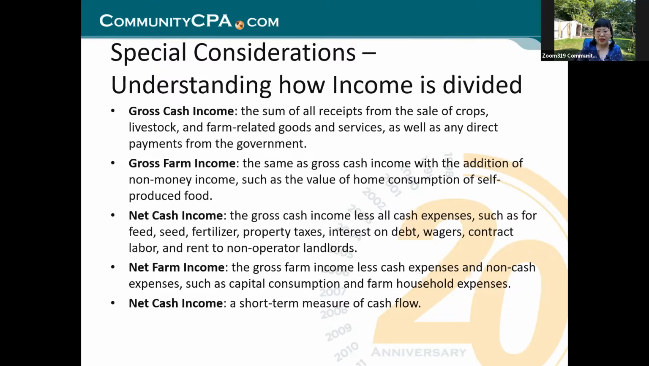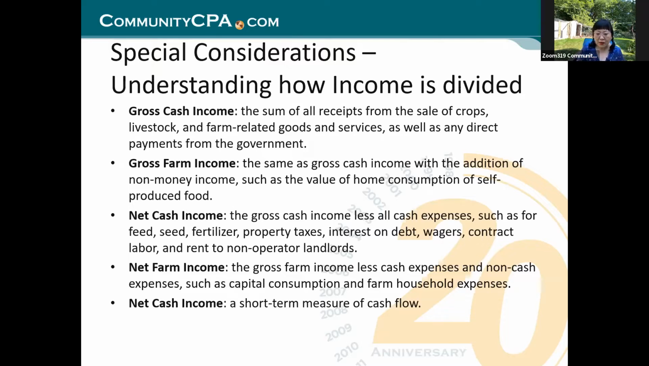And the gross farm income is the same as the gross cash income with additional income such as the value of home consumption of self-produced food, because Stephanie probably eats her own chicken eggs, don't you think? I didn't ask her, but I think she must. If she does that, she should put it in the gross farm income. That should be the money she got from the customer plus her own consumption. So that would be her total income, right?